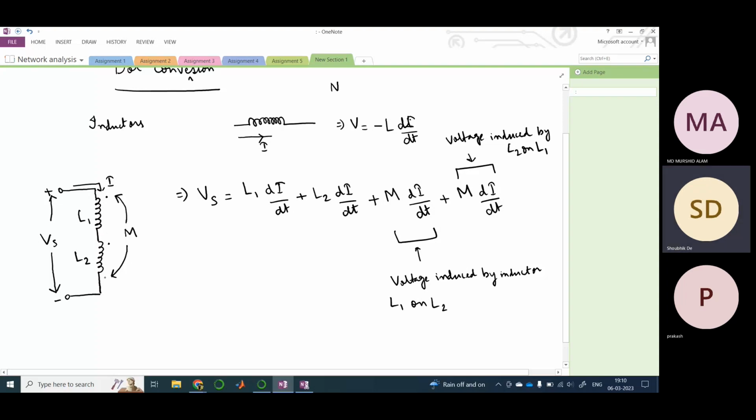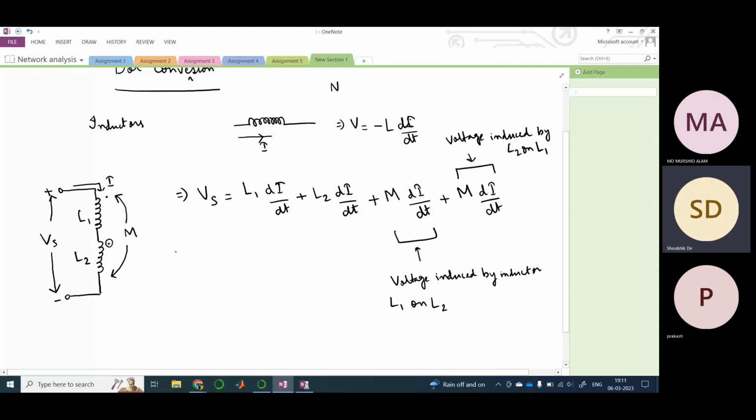So if this dot would have been at the lower side of L2, then this term would have been minus instead of plus, because the current is entering through L1 where the dot on L1 is on the upper side. Similarly, for L2 the dot is on the lower side. That is why this minus is there, nothing else. Okay, so this is the basic thing.